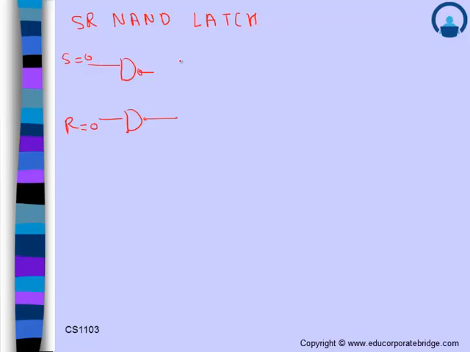Let's study the SR NAND latch. Let's say S, let's say R. Let S equal to 0, R equal to 0. Let us assume this is Q, which is initially 0, the initial output. Therefore, its complementary output Q bar will be 1. Okay, so let us see.